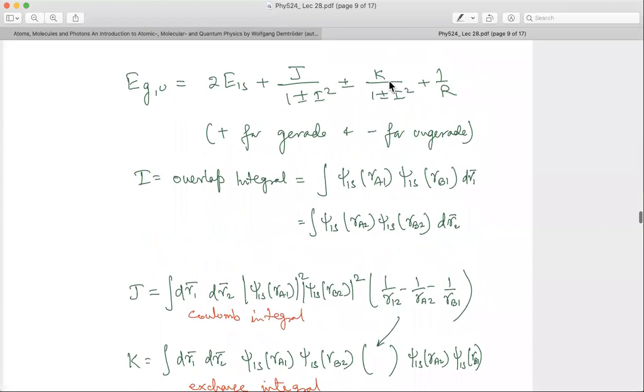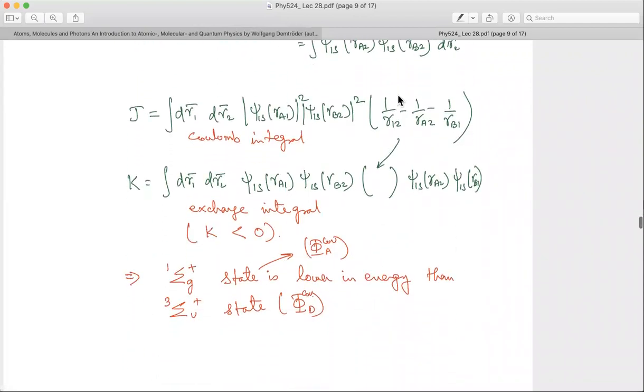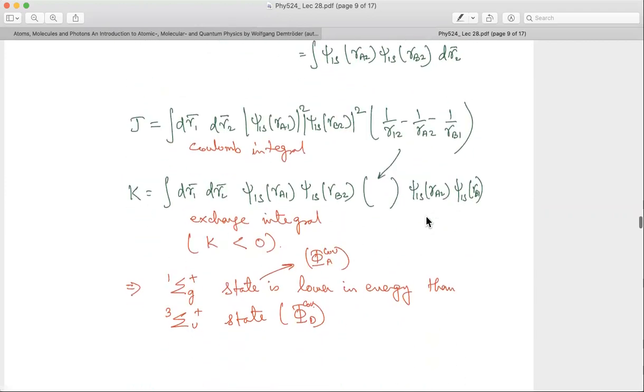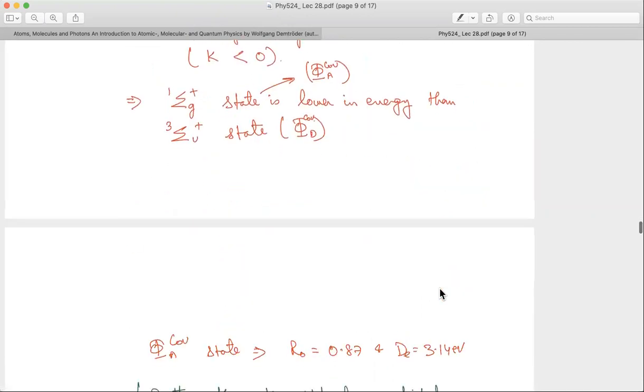And their magnitudes are such that K being less than 0 dominates, and for the gerade state, which is the plus, I get the lowest energy. So if you do this calculation explicitly, writing down everything and solving, you'll find that this sigma g plus state is lower in energy than the sigma u plus state, which corresponded to the phi u covalent state. So I can start with a phi g covalent state or the phi u covalent state, and we will find that the phi g covalent state is lower in energy. So that's the idea.